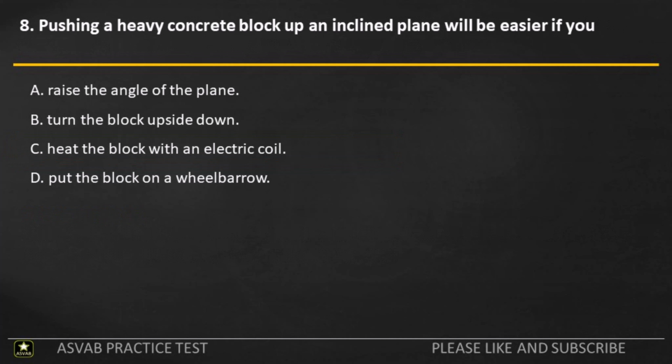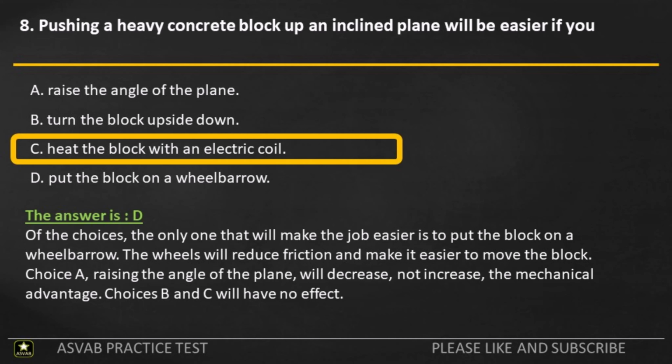8. Pushing a heavy concrete block up an inclined plane will be easier if you A. Raise the angle of the plane, B. Turn the block upside down, C. Heat the block with an electric coil, D. Put the block on a wheelbarrow. The answer is D. Of the choices, the only one that will make the job easier is to put the block on a wheelbarrow. The wheels will reduce friction and make it easier to move the block. Choice A, raising the angle of the plane, will decrease, not increase, the mechanical advantage. Choices B and C will have no effect.